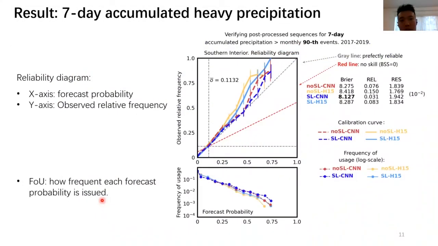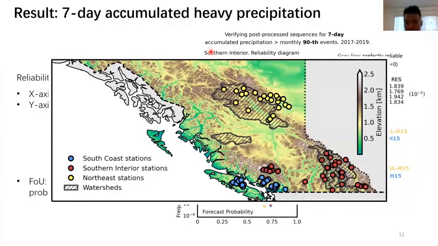We also provide verifications of 7-day accumulated heavy precipitation. And our definition of this event is the 90th percentile of precipitation monthly climatology. Here the results computed within the southern interior stations, because precipitation in our region of interest is not equally distributed throughout the domain. And recalling our station location plots, this covers Canadian Rockies and some lee side of coastal mountains.